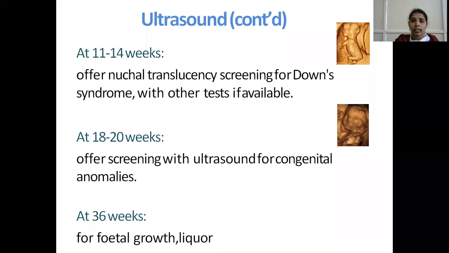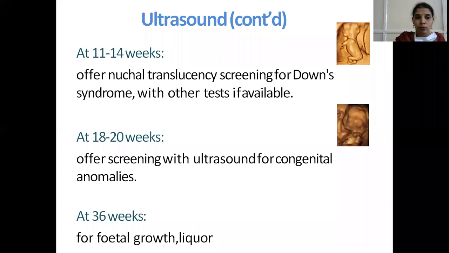The second scan is offered at 18 to 20 weeks of gestation for congenital anomalies. Any anomalies can be detected at this gestational age. We cannot delay more than 21 weeks, as most anomalies cannot be detected at a later gestational age. So every antenatal mother is offered a TIFFA scan, that is targeted imaging of fetal anomalies, at 18 to 20 weeks of gestation.